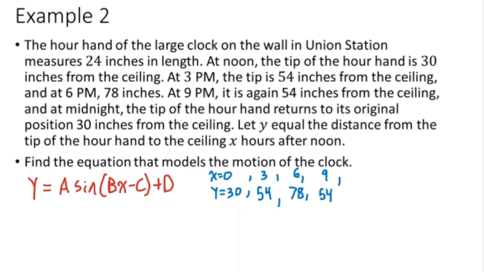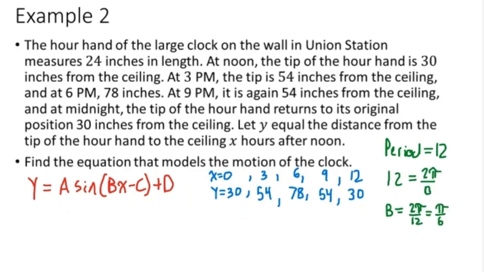Then at midnight, which is 12 hours after noon, which means x equals 12, our hand returns to the original position where the tip is 30 inches from the ceiling. And we know this cycle would repeat. So what we have done is we've come up with one period of this motion. And we can see from how long this period is, our period is 12 hours, which does make sense since it takes the hour hand 12 hours to make a full revolution around the clock. So with this information, we can now figure out the value of b, because 12 would equal 2 pi over b, which means b is equal to pi over 6.